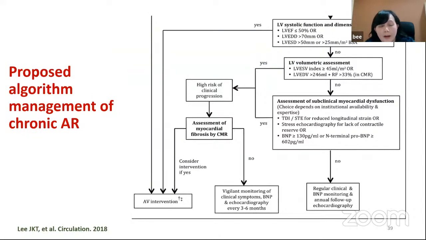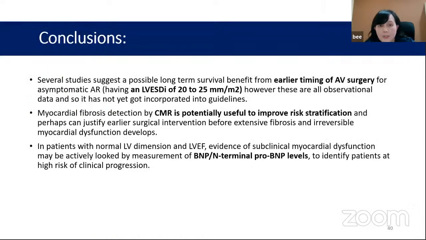And next come MRI and BNP. These can be used in the clinical follow-up of patients: MRI to assess for the presence of myocardial fibrosis and also to reclassify aortic regurgitation severity in cases where it wasn't clear on echo, and BNP to help detect the risk of disease progression at the subclinical stage.